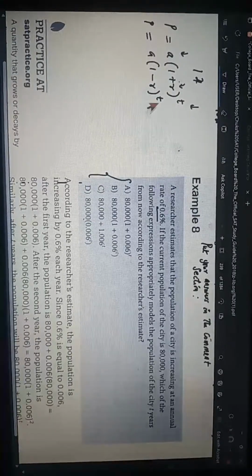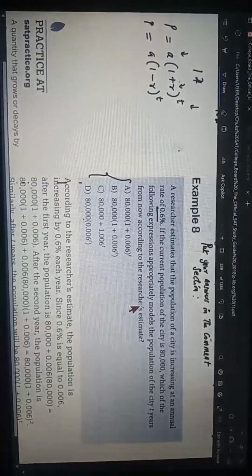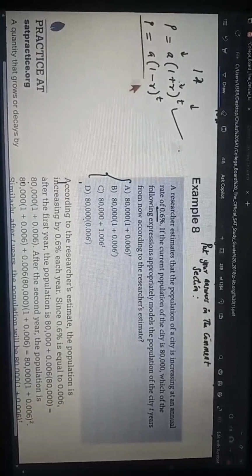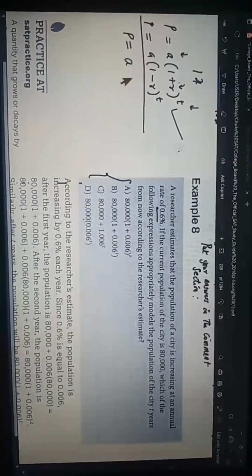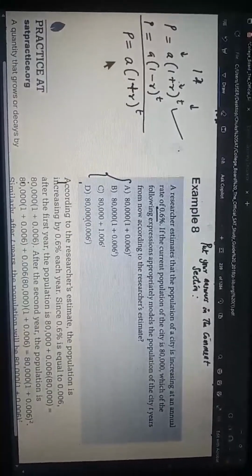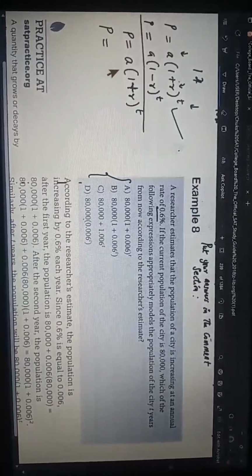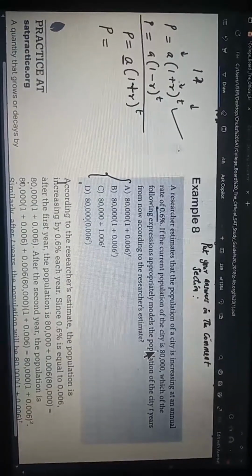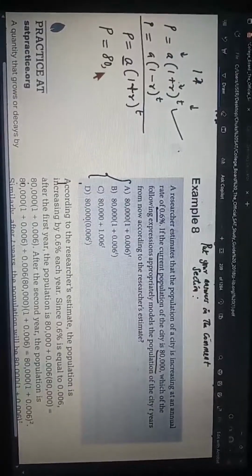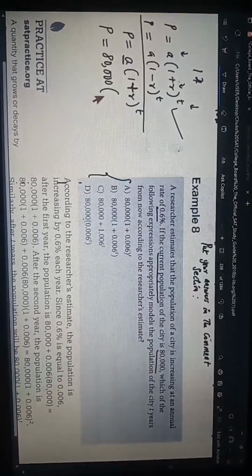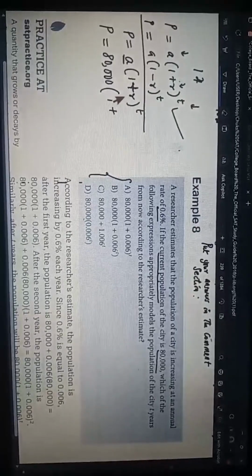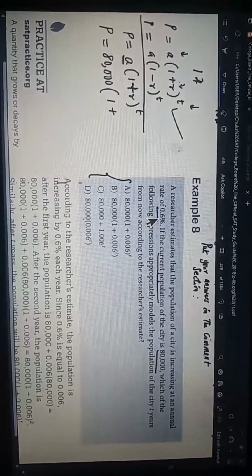So now we know that this population is increasing exponentially. We will make use of this formula. The formula is P is equal to A into 1 plus R to the power T. So what is the initial population? The initial population is 80,000. You can see the current population is 80,000. So we have 80,000 in bracket here, and of course, we have 1 right here. What is the rate at which it is increasing? 0.6%.